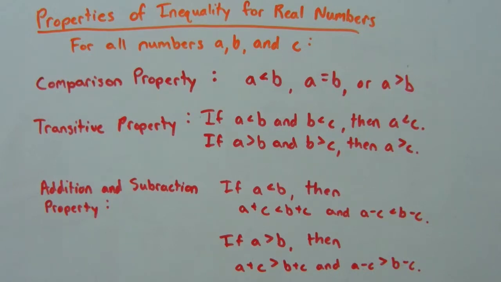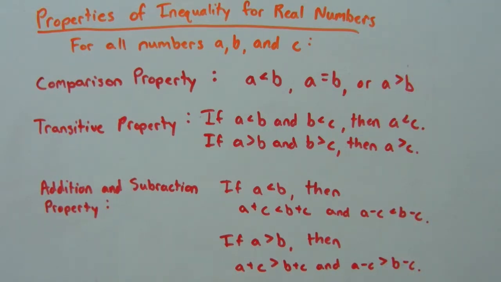So the addition and subtraction property says that if A is less than B, then for addition, A plus C is less than B plus C, and for subtraction, A minus C is less than B minus C. Again, if A is greater than B, then for addition, A plus C is greater than B plus C, and A minus C is greater than B minus C for subtraction.